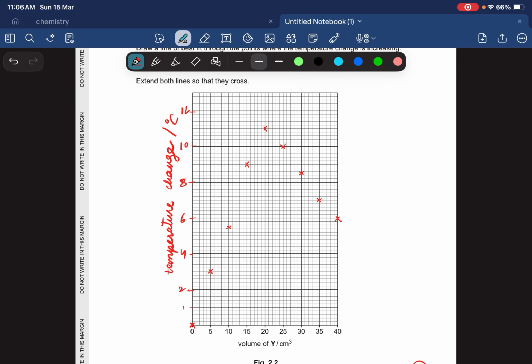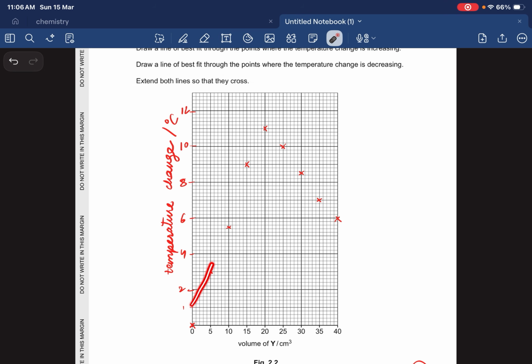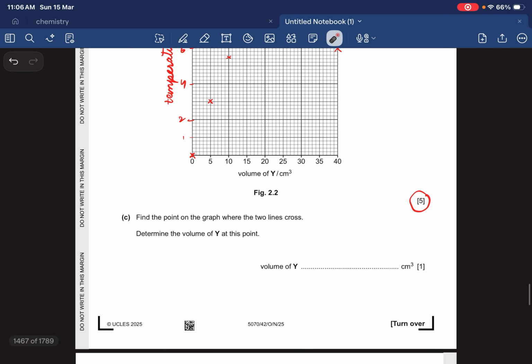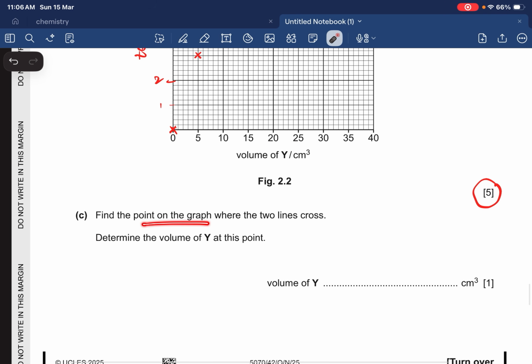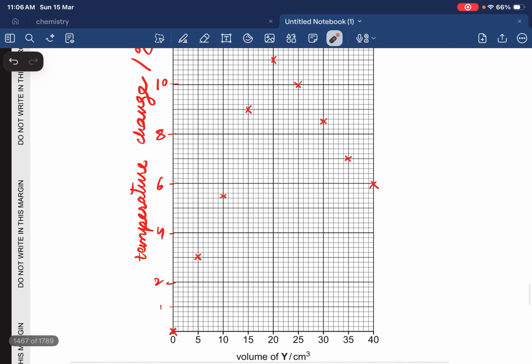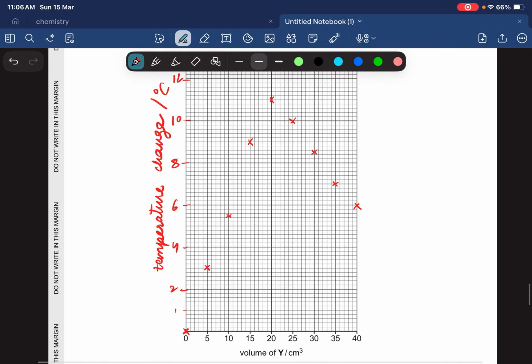Now I told you the graph is going to show you a pattern, an increasing and a decreasing. Now you're going to draw 2 lines of best fit. I know what they're going to say. Find the point on the graph where the 2 lines cross. You have to draw 1 line of best fit for the increasing gradient. That's going to be something like this, I think.